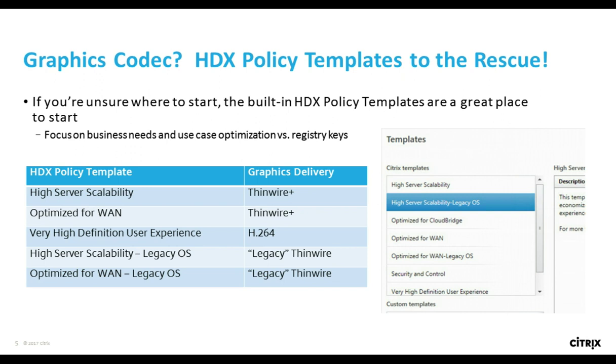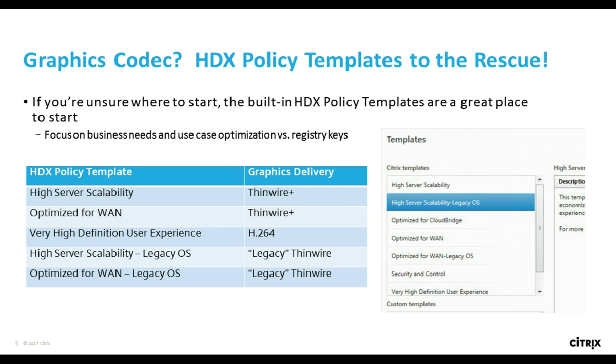Sound complicated? Well, the good news is we have templates, and they're super easy to apply based on the use case. If you're after the best scalability or WAN-friendly codec, then the first couple templates in the table will enable the ThinWire Plus engine I talked about. If you're after the best user experience at all costs, select the high def policy, and it will automatically enable the video codec or H.264.